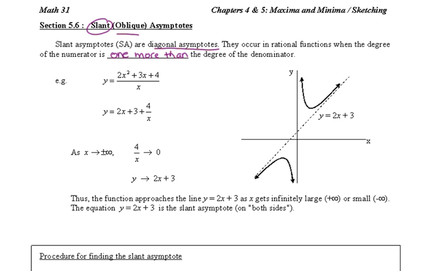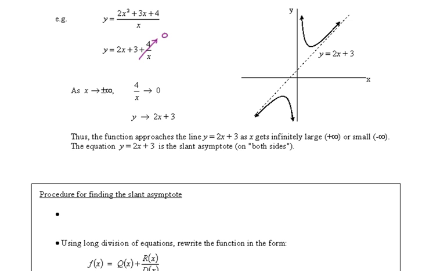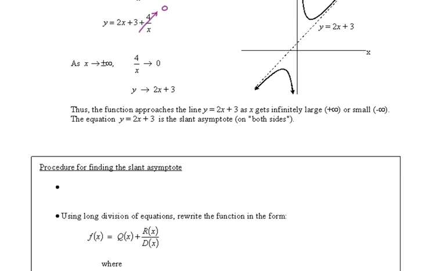Okay, so let's look at this function. We're going to divide everybody by x. Why are we going to do that? Well, we're going to use our limits. As x approaches positive and negative infinity, what will this approach? 0, right? 4 over a very large number becomes 0. And so our function is going to approach y equals 2x plus 3. Thus, the function approaches the line.